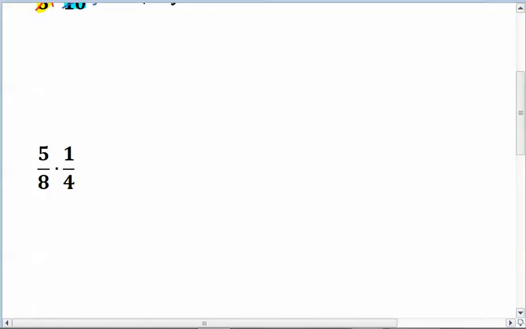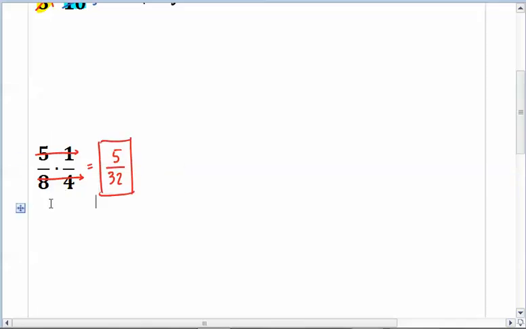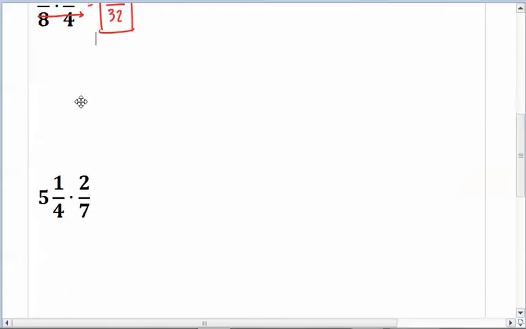So that's what we're going to do on this next one also, if it indeed will reduce. Let's take a look at this one. I'm looking at the 5 and the 4 to see if something will reduce there, and at the 8 and the 1. Nothing reduces, so I can't reduce this before I multiply. If I can't reduce it before I multiply, it will be impossible to reduce it after I finish multiplying. So I multiply straight across. There's a 5, and straight across there is a 32. And I know that is not going to be reduced anymore because I couldn't reduce it beforehand. Okay? Let's take a look at another one.